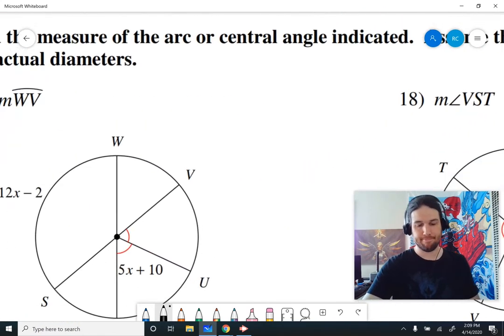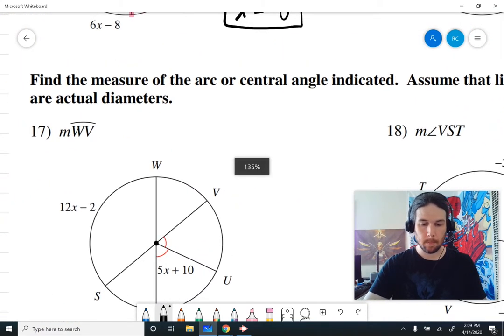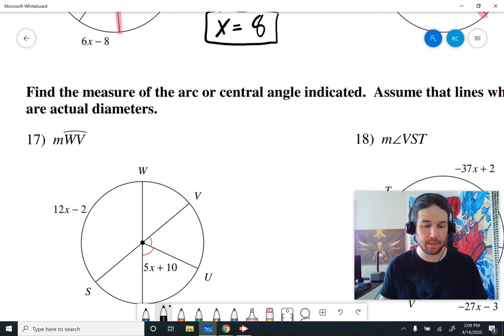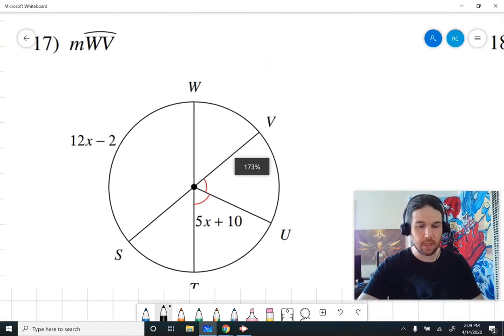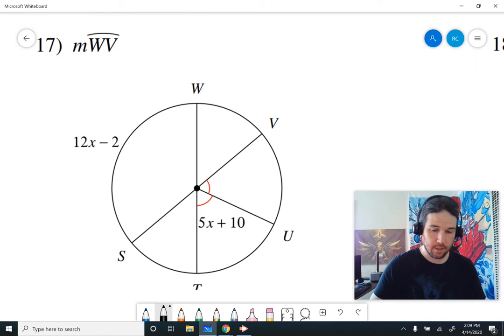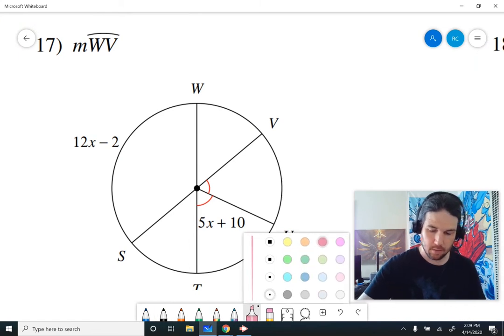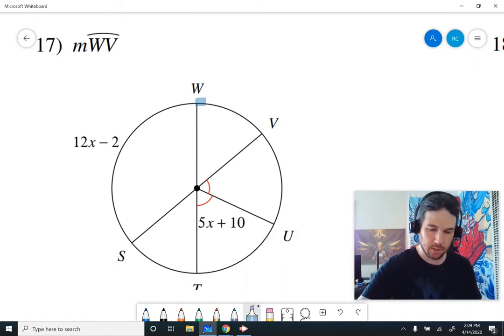Two more. Find the measure of the arc or central angle indicated. Assume that they're diameters, right? So now we're looking for the measure of arc WV, which is this one right here.